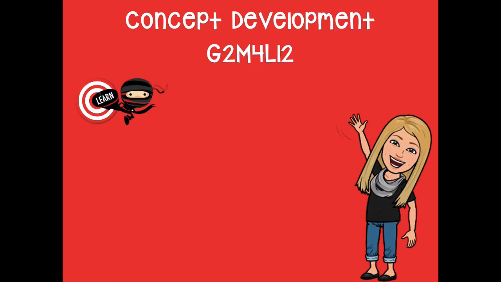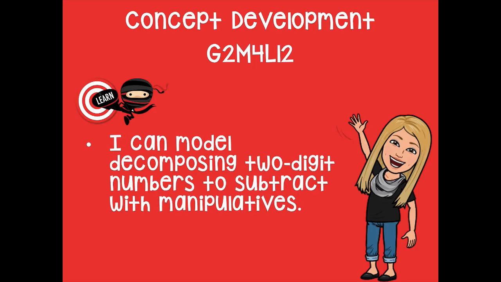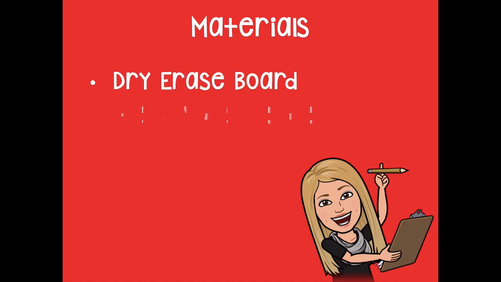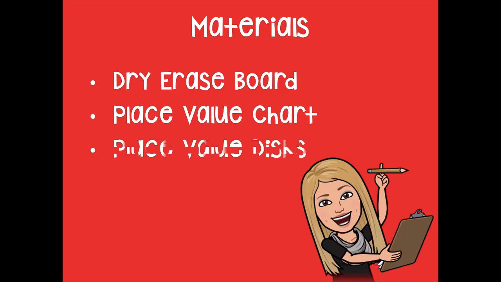For our lesson today, we're going to continue talking about subtraction. So our learning goal for today says, I can model decomposing two-digit numbers to subtract with manipulatives. So let's talk about the materials that you'll need. You need your dry erase board, a place value chart, or you can draw one if you don't have a chart, and your place value discs. But again, if you don't have your place value discs, you can draw those as well. So make sure you have these materials before we get started.